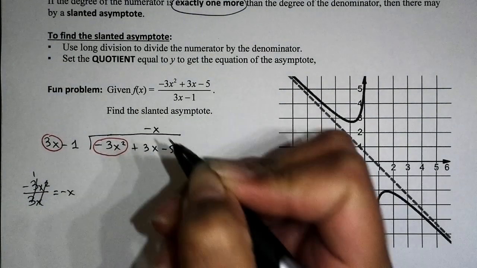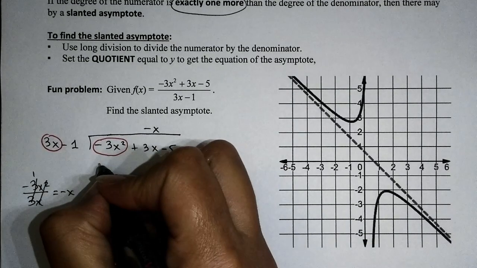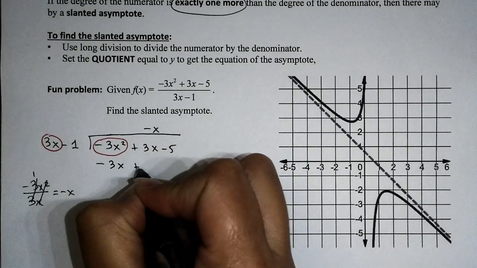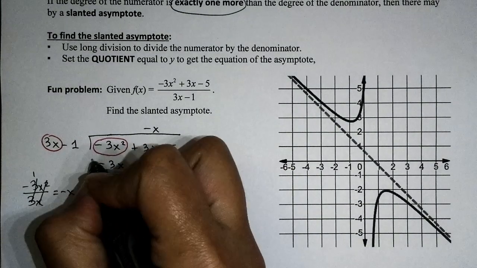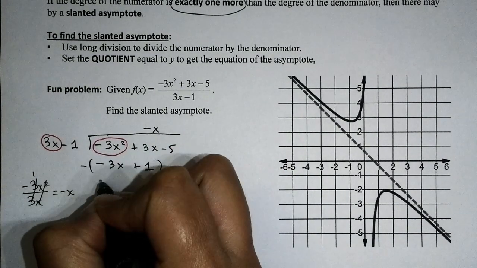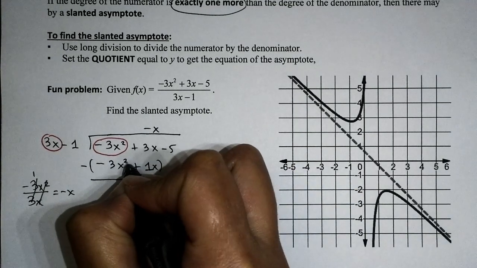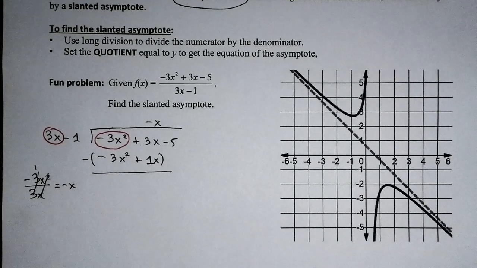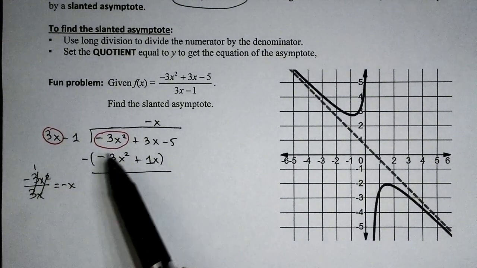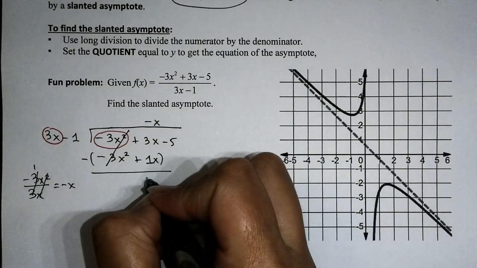So steps for long division, gentle reminder, we're going to divide, multiply, subtract. When we take our time and multiply, that will give us negative 3x squared plus x. Oh, I forgot an x, and I forgot a square. Yeah, things happen when you do videos in the middle of the night. All right, so when we subtract, negative 3x squared minus negative 3x squared will give us 0. 3x minus x will give us 2x.